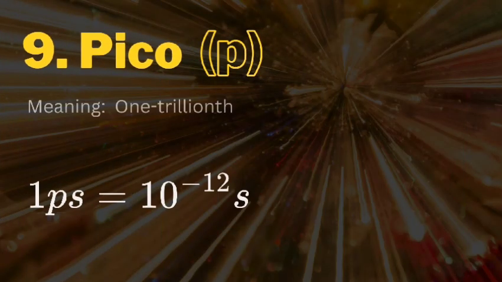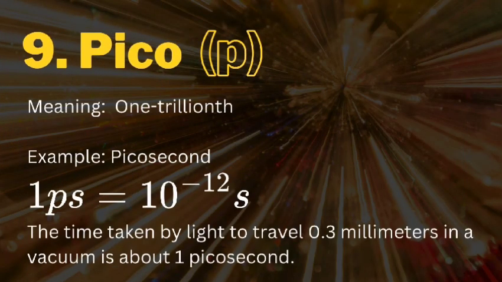Pico means 10 raised to power minus 12, that is 1 trillionth. For example, picosecond. 1 picosecond is equal to 10 raised to power minus 12 second. The time taken by light to travel 0.3 millimeters in a vacuum is about 1 picosecond.